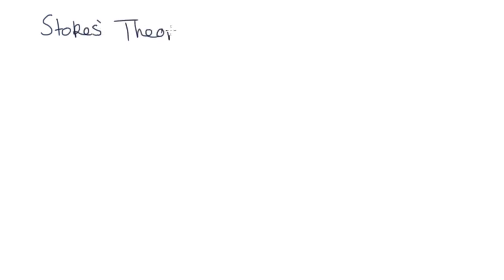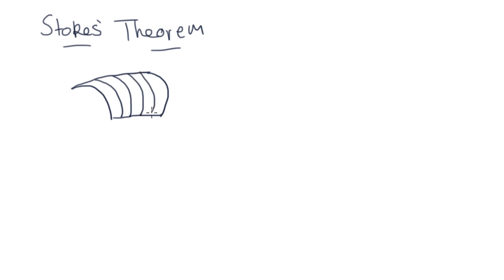So recall that when we learned the circulation version of Green's theorem, it related the curl of a vector field in the plane to the line integral or the circulation integral on the boundary. Well, Stokes' theorem is going to say exactly the same thing, except it's going to be for a surface in space. So here's my surface that I'll call S.